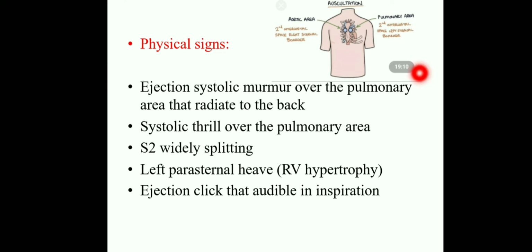Okay, look at this image. Whenever we are auscultating, here is the aortic area, this is the right side of the sternal border area. And then this is the pulmonary area. Here the bulging of the neck veins, the thrill also we will feel. Okay, these are the clinical features in pulmonary stenosis.